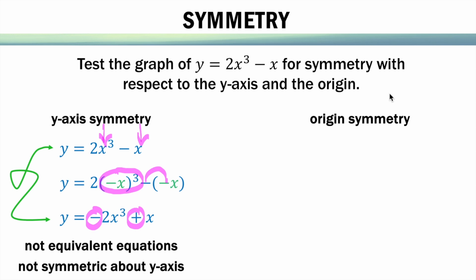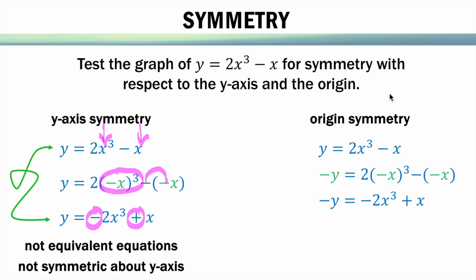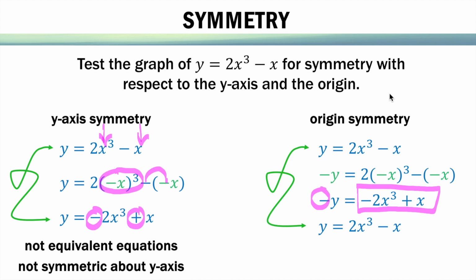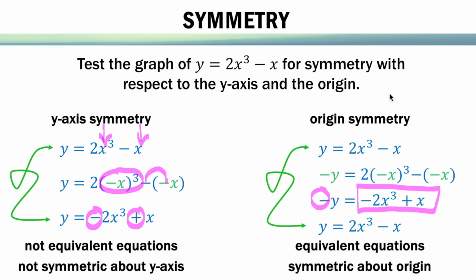Let's check for symmetry about the origin. So again, we take the original function. Wherever there's an x, we plug in negative x. Wherever there's a y, we plug in negative y. And then we're going to rearrange this, simplify it a little bit. So the right side is still the same as it was before, but we've got this negative. So if we multiply both sides by a negative, well, look what we get. We have equivalent equations now. So that means this equation, this graph, 2x cubed minus x, is symmetric about the origin.